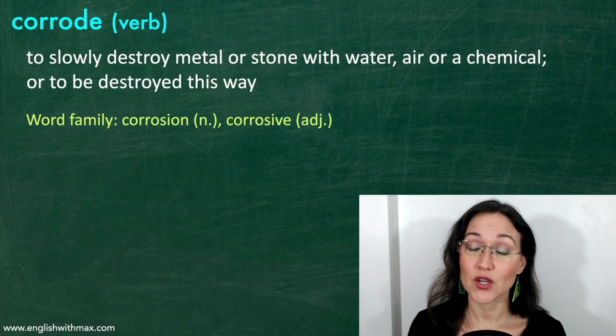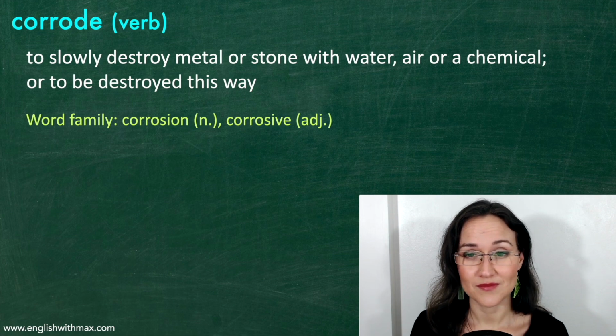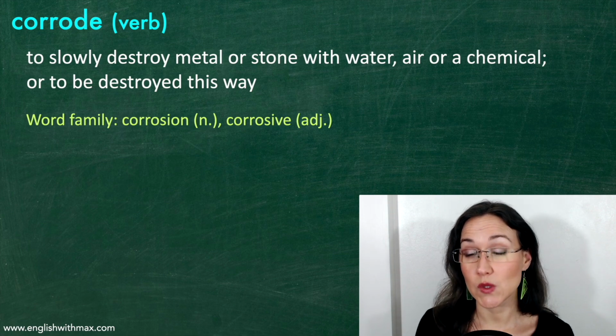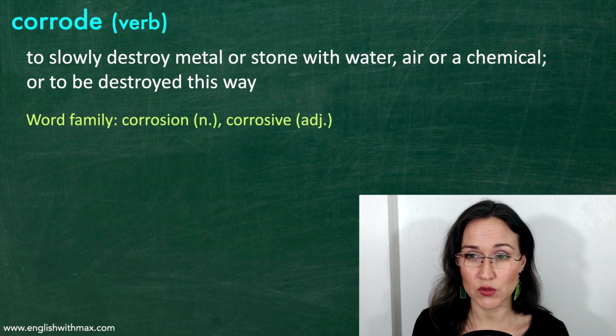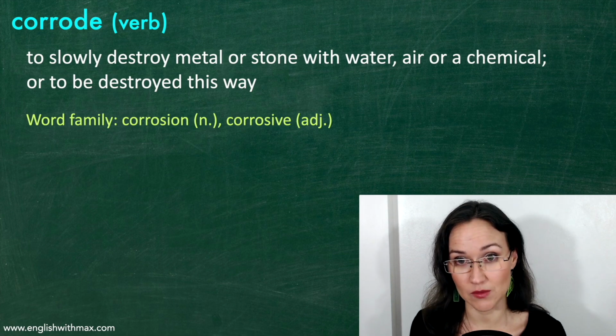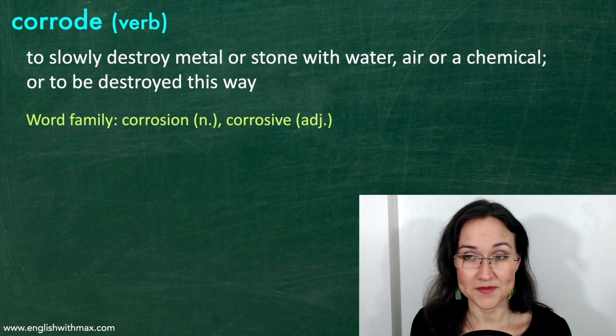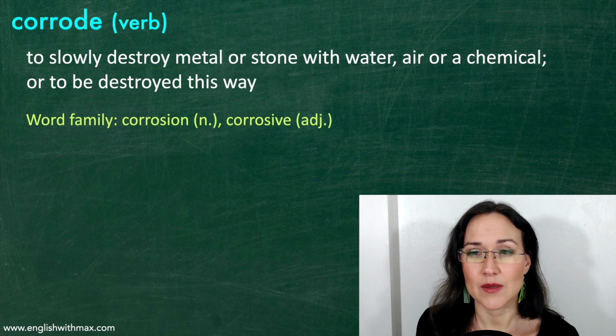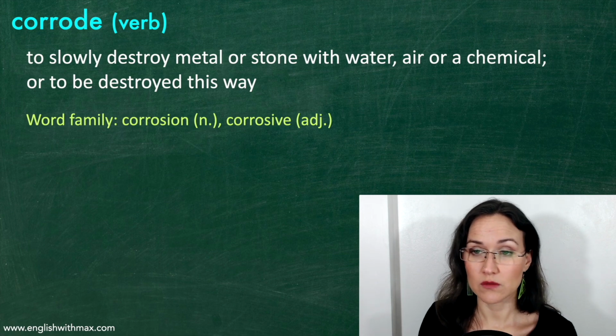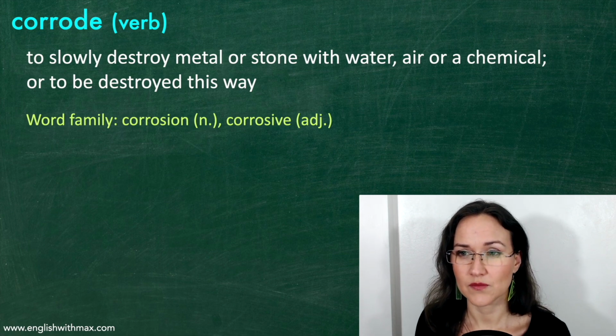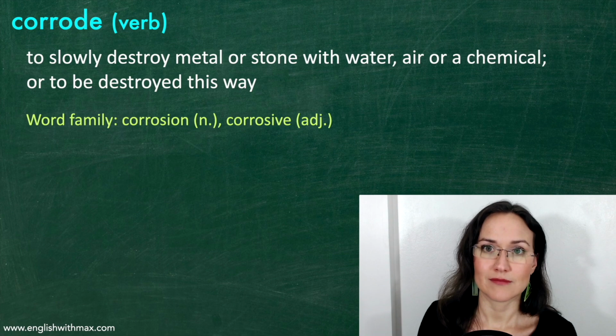And now the verb corrode. Corrode. To corrode means to slowly destroy metal or stone with water, air, or a chemical, or to be destroyed this way. In other words, something can corrode metal or stone, or metal or stone can corrode.